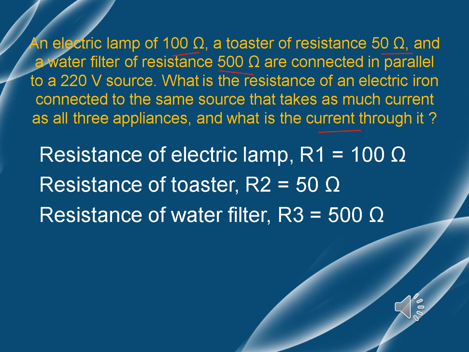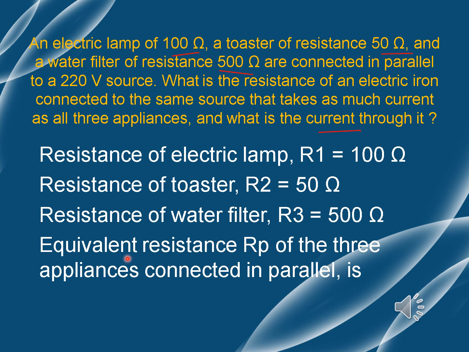From the question, we know that resistance of an electric lamp, we take it as R1, is equal to 100 ohms. Resistance of a toaster, that is R2, we take it as 50 ohms. And resistance of water filter, that is R3, we take it as 500 ohms. Now we have to find out the total resistance, that is equivalent resistance, taken as RP. Then equivalent resistance RP of the 3 appliances is connected in parallel, as given in the question.